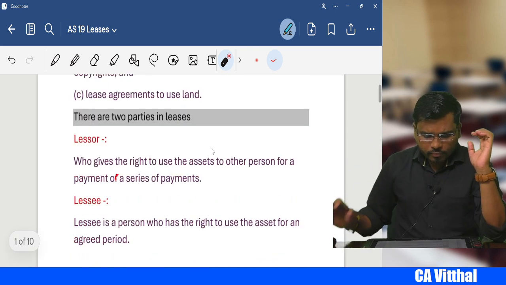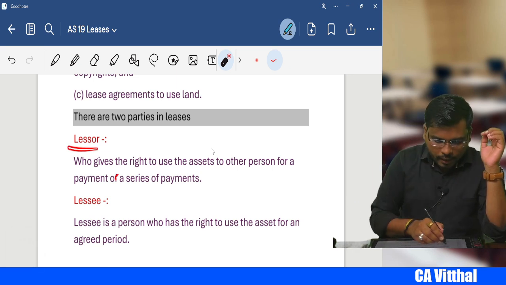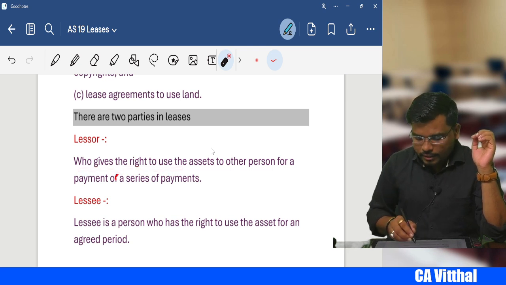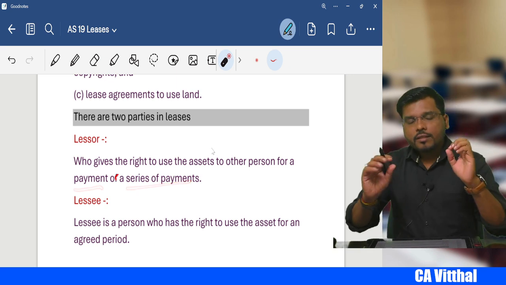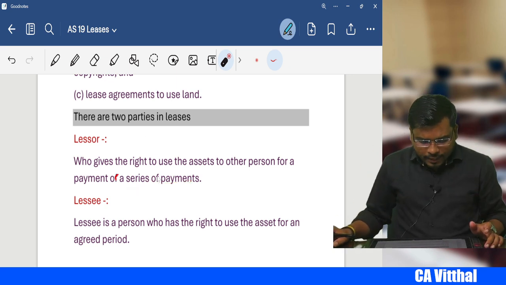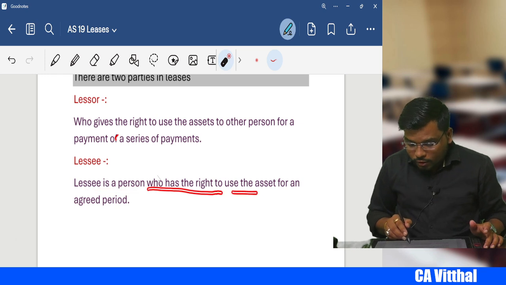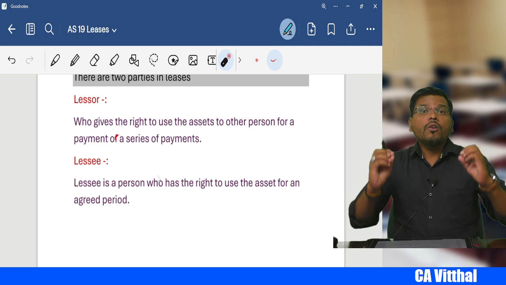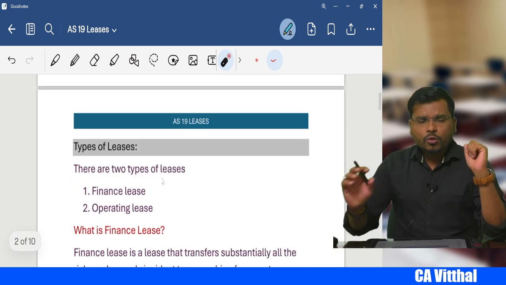Next, there are two parties in a lease: lessor and lessee. Who is a lessor, sir? The lessor is the one who gives the right to use the asset to another person for a payment or series of payments. Then who is a lessee, sir? The lessee is a person who has the right to use the asset for an agreed period, right?